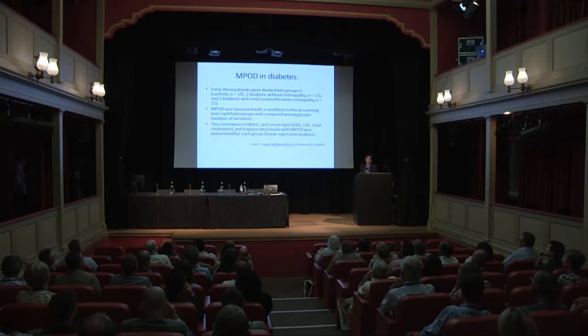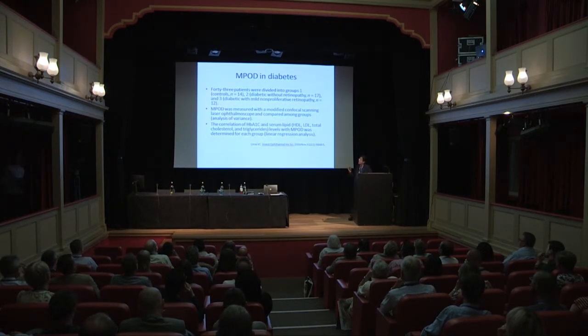And based on all that, what we now have is one paper on diabetic retinopathy, the effect of macular pigments in people with diabetes. This paper had 43 patients in the study, divided into 3 groups: 14 controls, 17 diabetics with no retinopathy, and 12 patients with diabetic retinopathy. And you find that the macular pigment density was depleted in patients with diabetes.